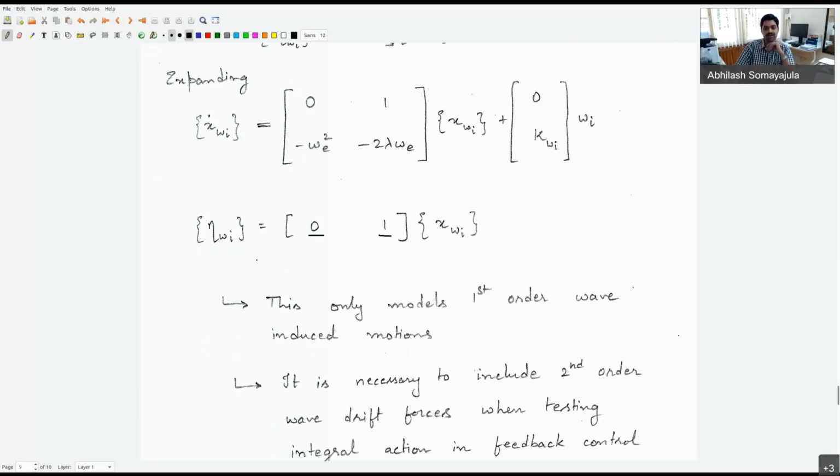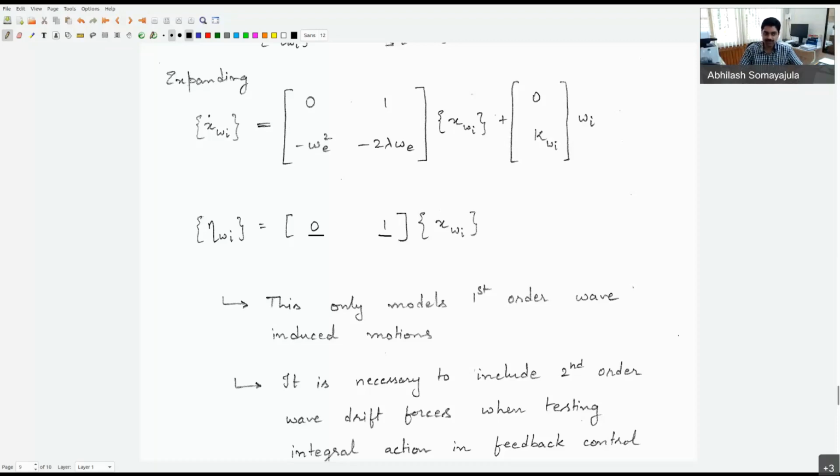Okay, notice that this only models the first order wave induced motions, and it does not really take into account the second order wave drift forces, which are also important for us, especially when we are looking at the integral action of your controller. You'll later find out that in your PID controller, the I component is really important for minimizing steady state errors to 0. Slowly varying forces should be accounted for in some sense. So the second order drift forces, which are slowly varying or are mean values, will be important to model, and therefore have to be modeled in an approximate manner.